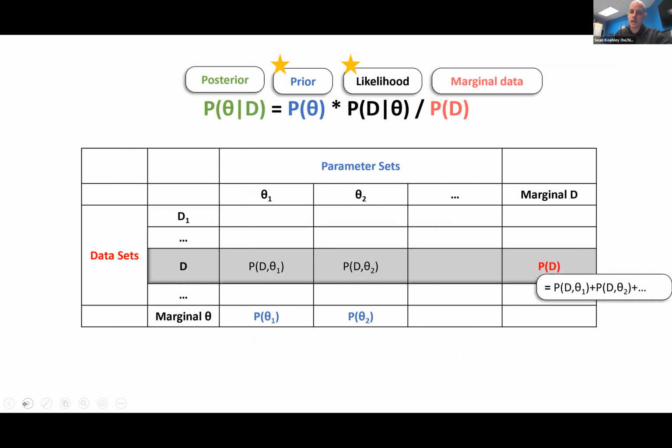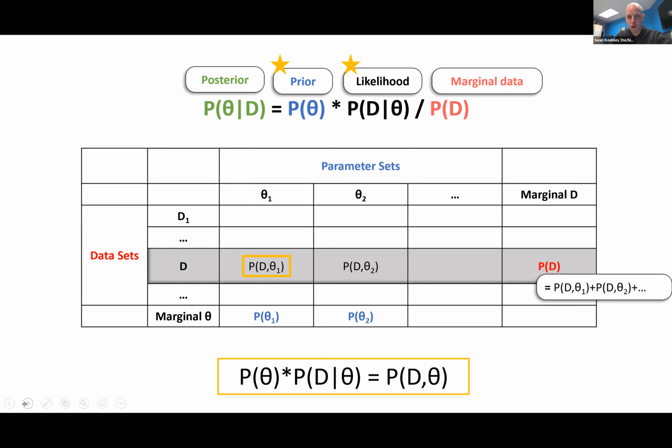And this is actually the reason Bayesian statistics hasn't been used in the past: that marginal data term. You can see how I just laid this out in a general table. You've got to include all possible data sets, which seems like an impossible task. And there's ways we can massage this term to make this possible. So that P of D term is just the sum of everything in that row.